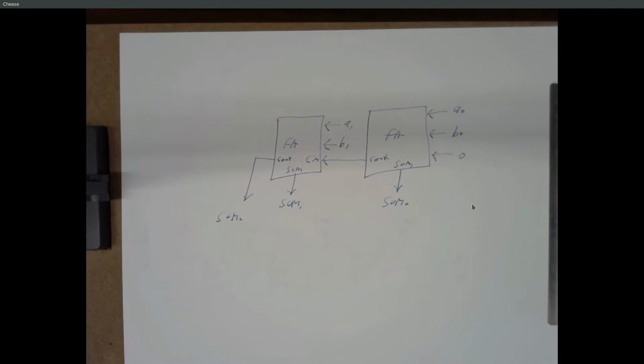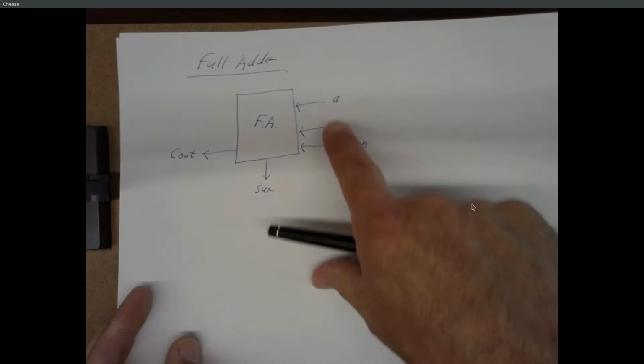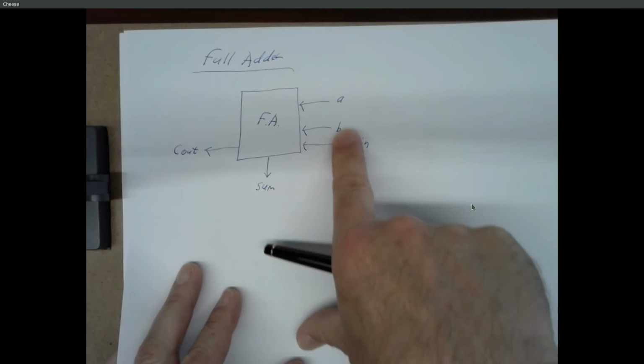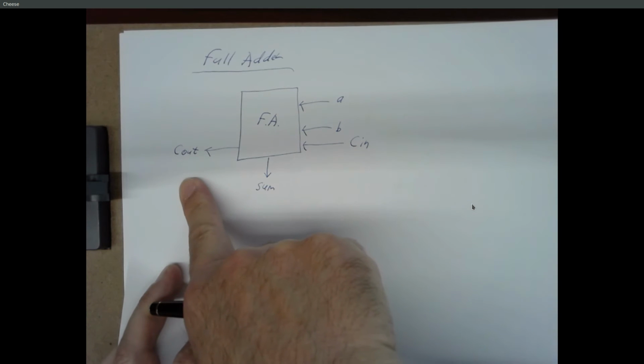But the equations you get for sum 0, sum 1, and sum 2 will look nothing like the equations you got here, which is a good thing. There's one other simplification we can make here. This full adder is a circuit that takes 3 inputs. Any combination of zeros and ones produces a sum and a carry out.